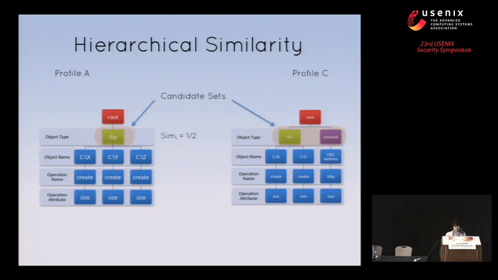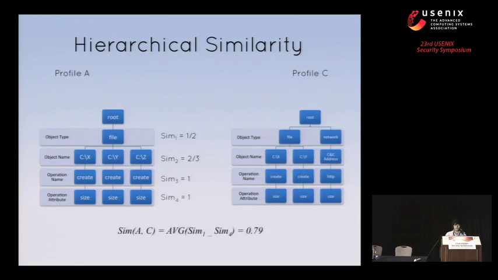that particular layer, and move on to the next layer, find the candidate sets, compute the Jaccard similarity, and assign this intermediate similarity to that level, and so on. Once we have all the intermediate values, we compute a simple average of these similarity values, which represents the overall similarity between two hierarchical behavior profiles.